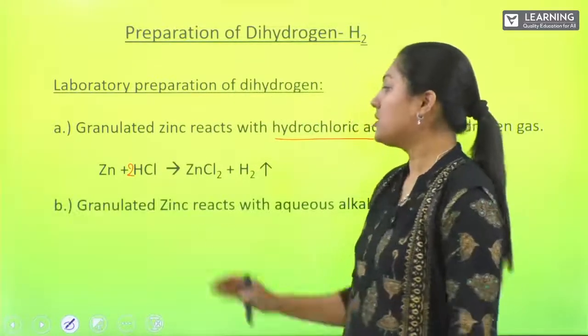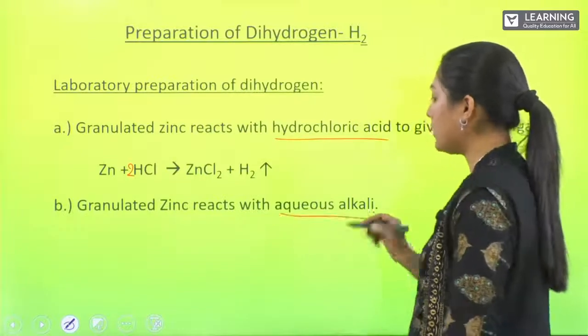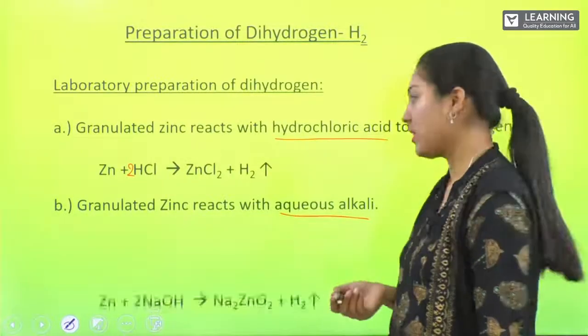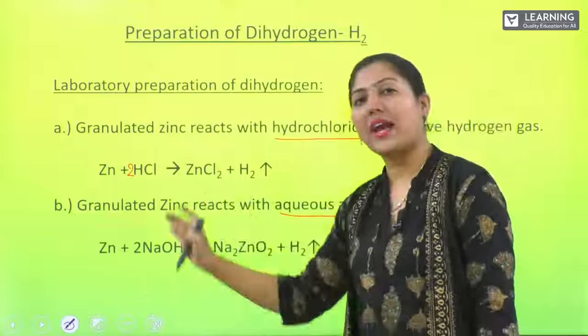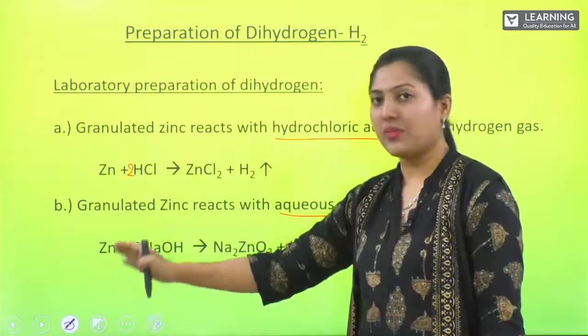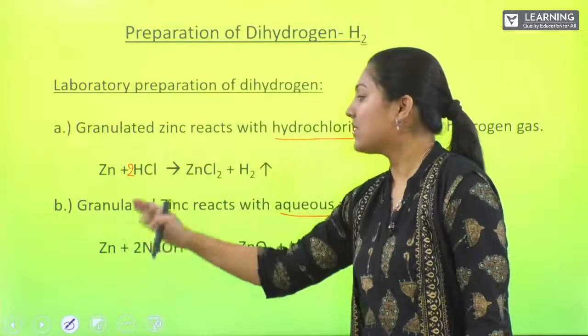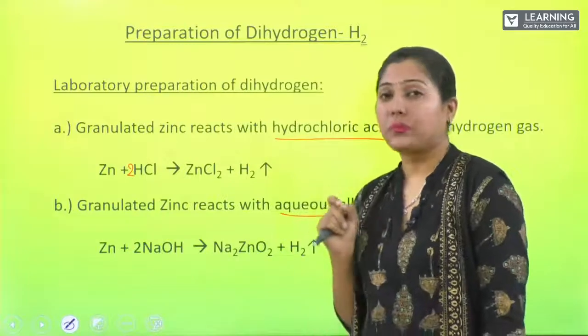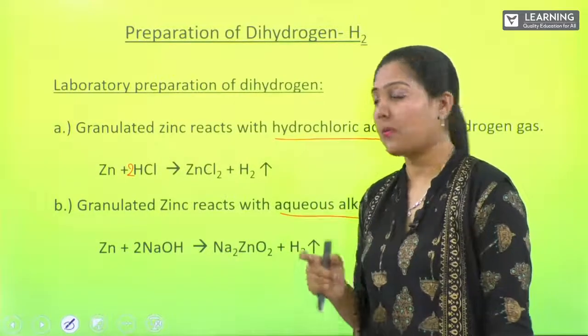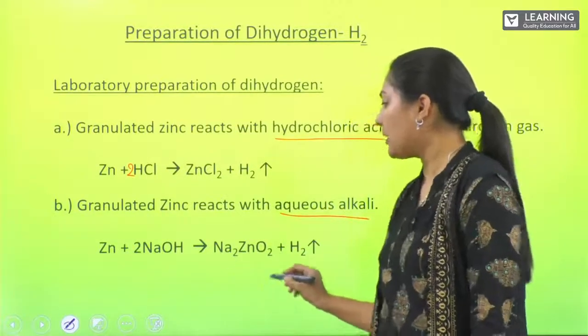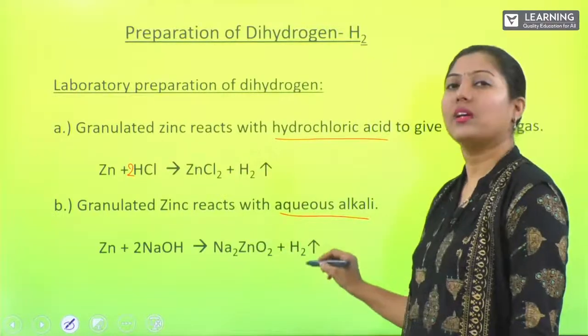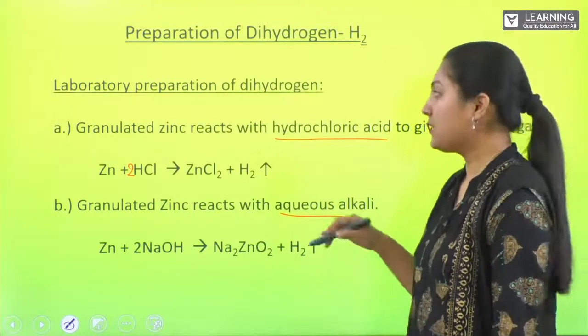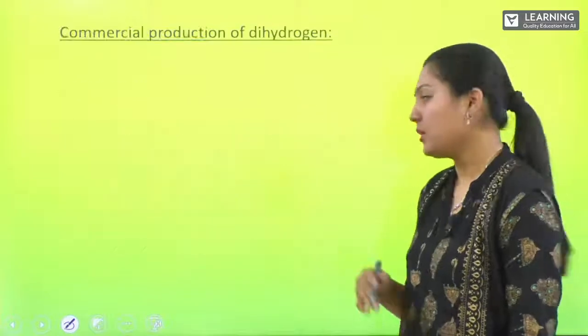Okay. The next one is that it reacts with aqueous alkali. Alkali means base. You can take any of the metals; we are taking zinc here. When zinc is reacted with NaOH, sodium hydroxide, we get sodium zincate with hydrogen gas liberated. This is the laboratory process.